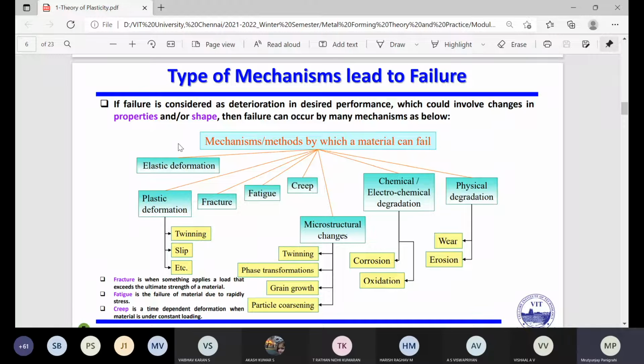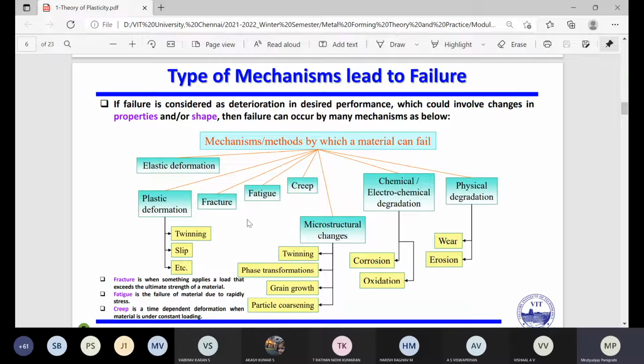I think you have already got this small information from other courses, but I also mentioned a small definition of how we are getting it. And one more thing, we have the microstructural changes, for example twinning, phase transformation, grain growth, and particle coarsening. These are also small parts we have already covered.